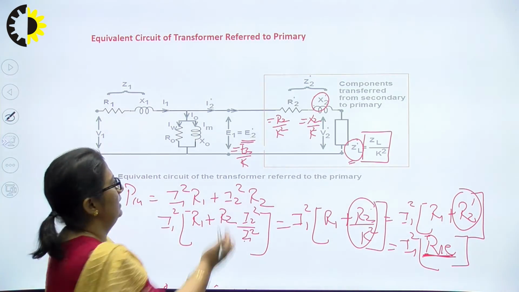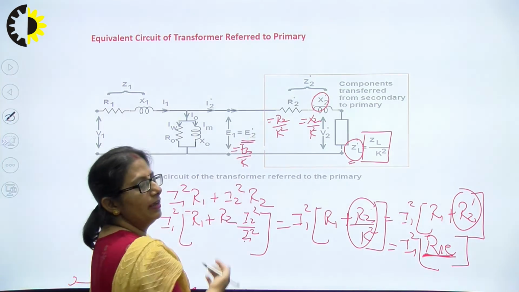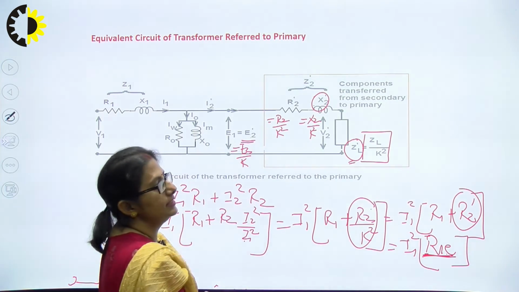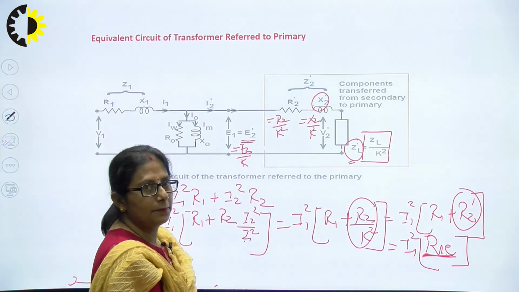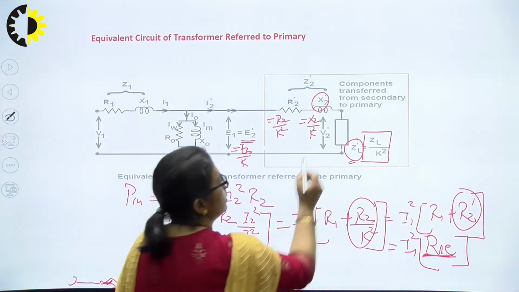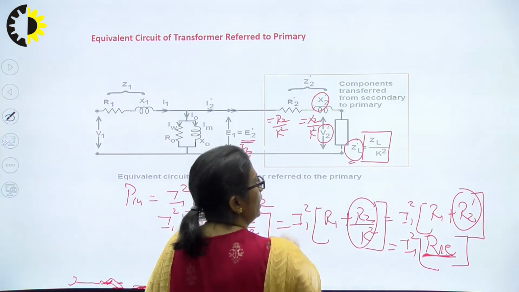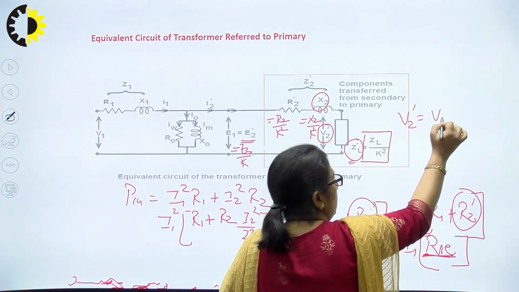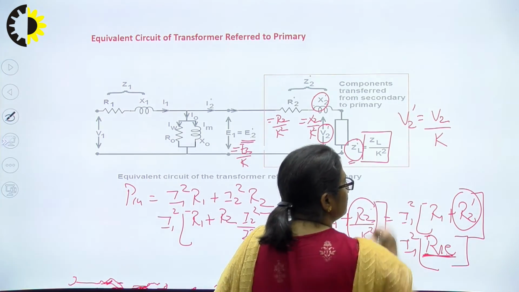We know the relationship: E2 by E1 is equal to K. So E1 has to be E2 by K. Similarly, the next parameter remaining is V2 dash, the terminal voltage. V2 dash has to be equal to V2 by K.